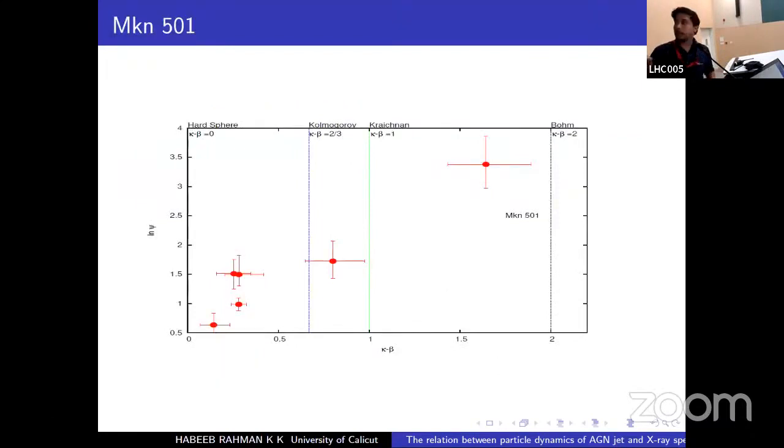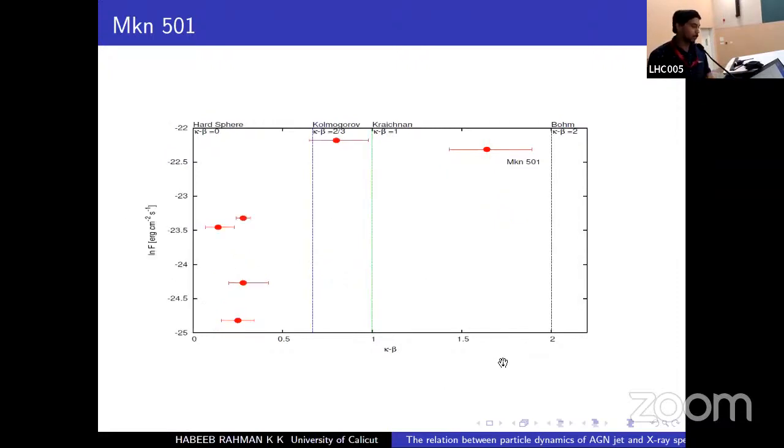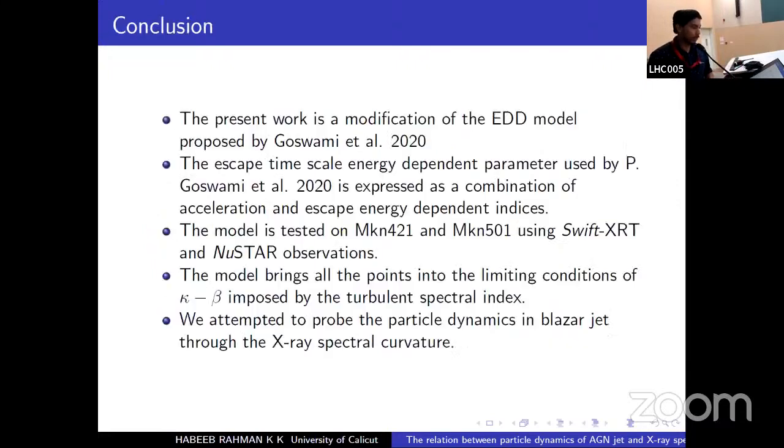Additionally, we applied this model to Markarian 501. There are only a few observations, only seven. And here also it is showing a linear correlation between psi and kappa minus beta. For flux, we didn't expect such a correlation, and in previous models that correlation was very weak. Anyway, every point is within this Bohm limit. That's the result we have.